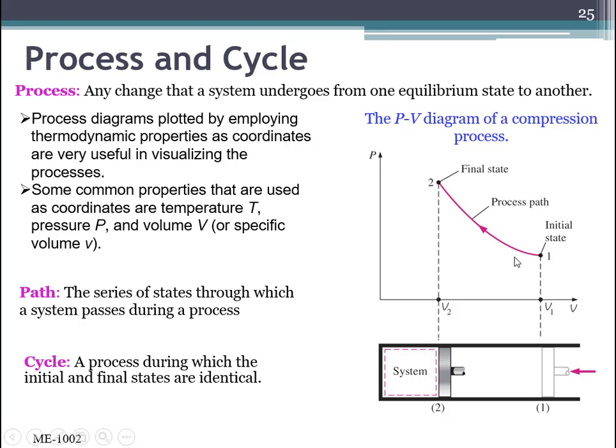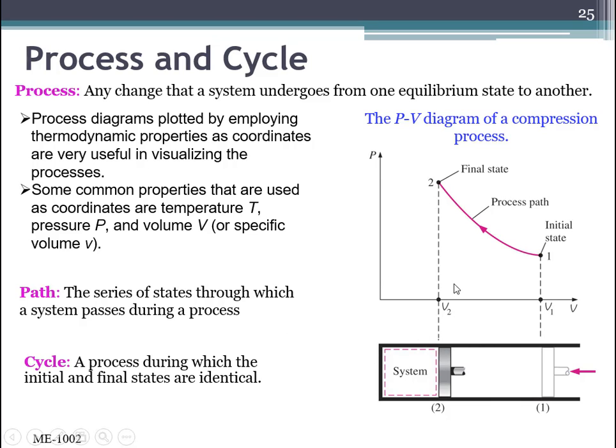What is a path? A path is basically a way. For example, there are many ways to go from point 1 to point 2. One path is this, and there could be more paths to reach the point. This could be linear, this could be like this, or like this as well. So any path which has different routes will have different states at different points.